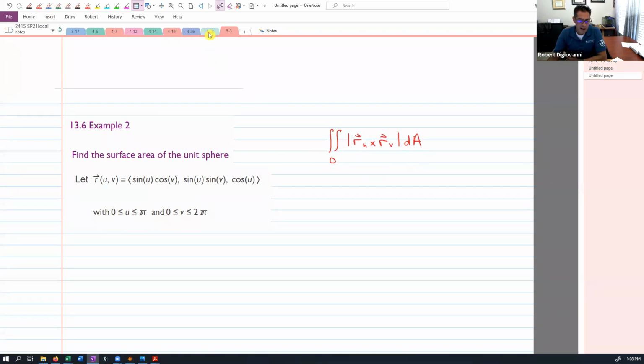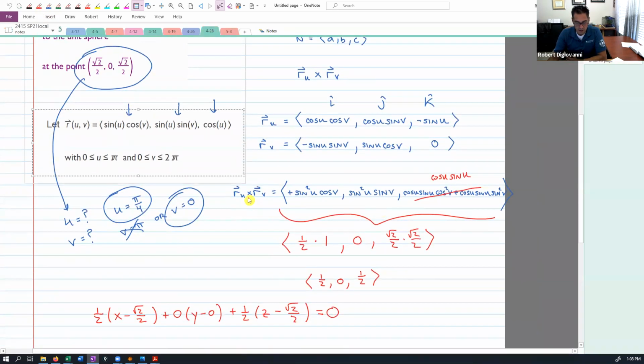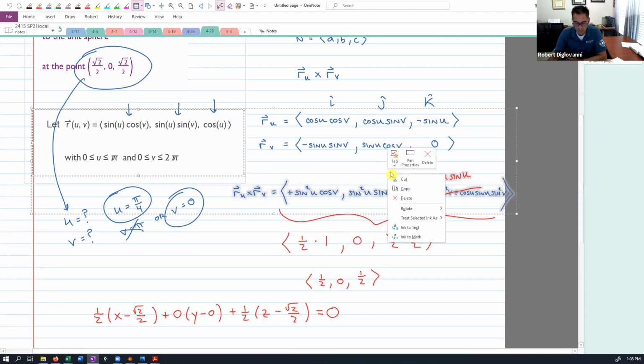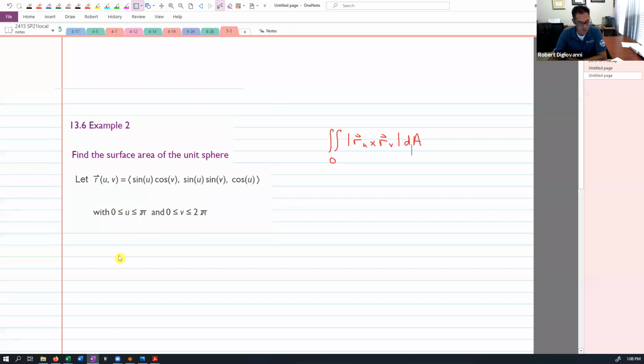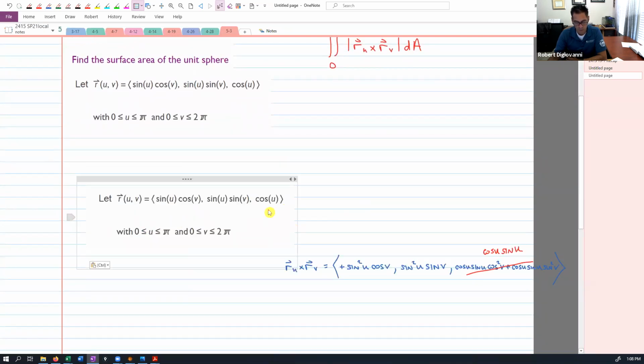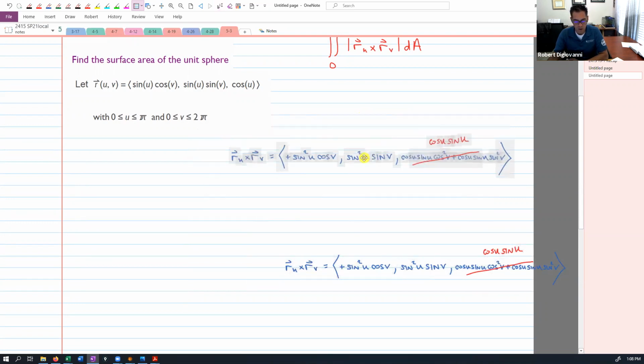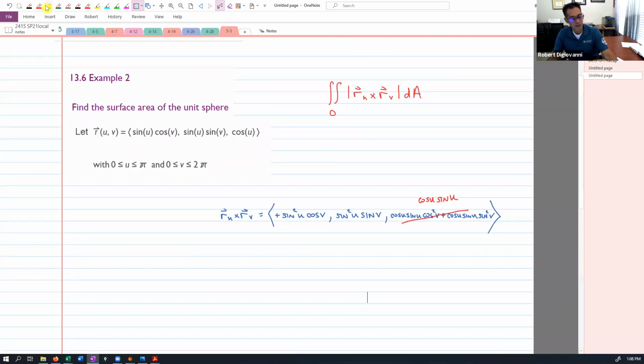Now, again, last class we did the cross product. Here it is. Let me grab this. So there's our cross product. And if we take the magnitude of that cross product, well, that's just the square root of the sum of the squares of each component. So I'm just going to square each of these.